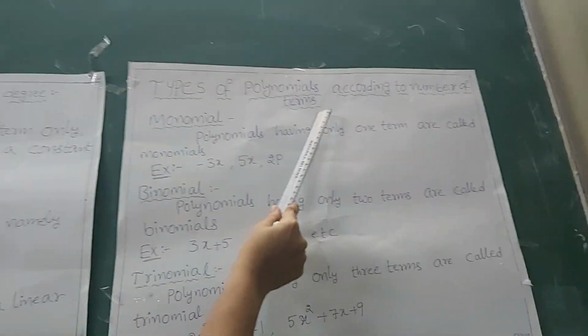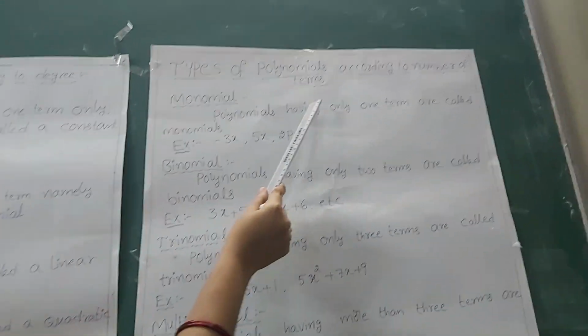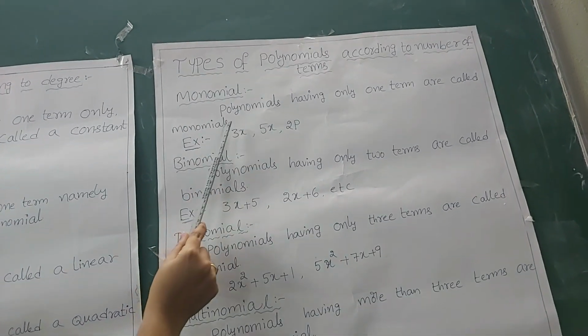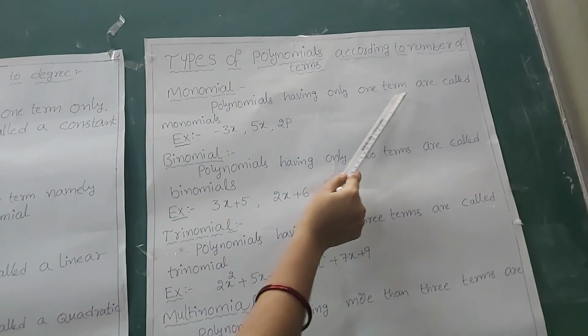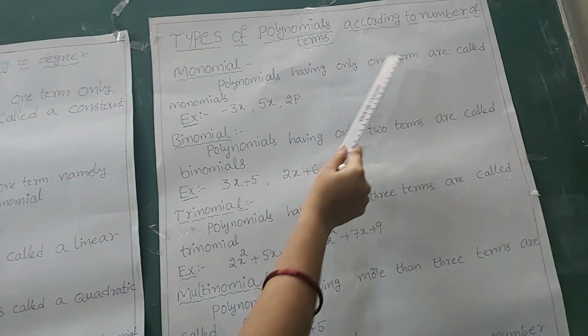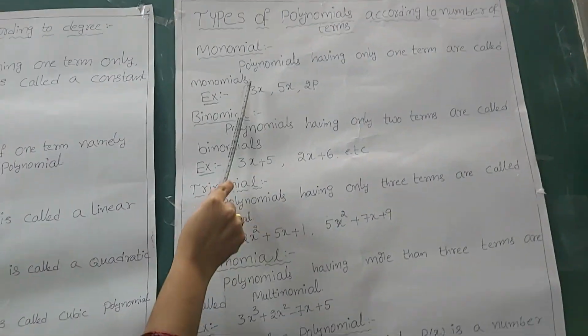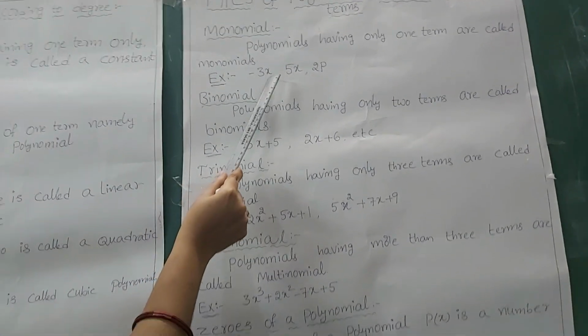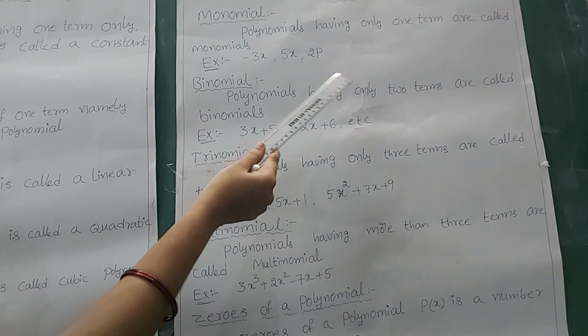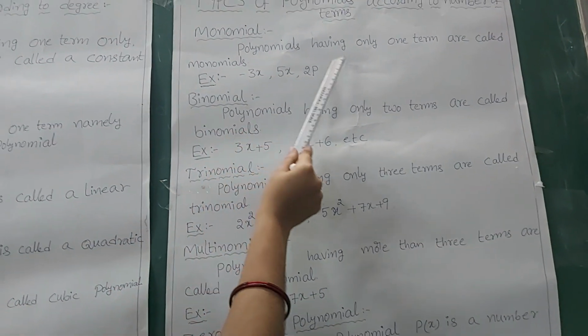Types of polynomials according to number of terms. Monomial. Polynomials having only one term are called monomials. For example, minus 3x, 5x, 2p, and so on.